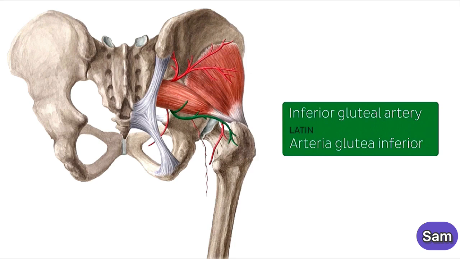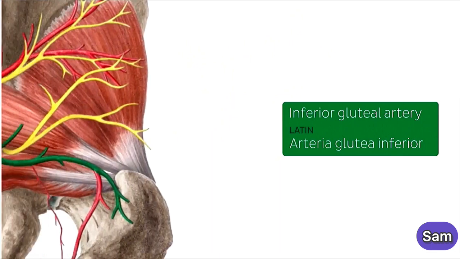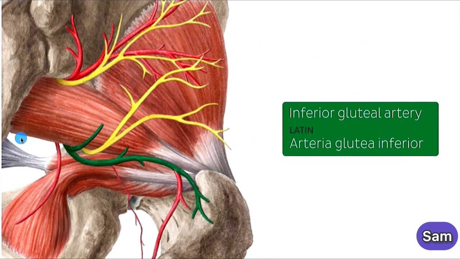the circumflex femoral artery. If we zoom in on this image, we can see the inferior gluteal artery leaving the greater sciatic foramen here. It passes under piriformis and goes to supply the gluteal region.